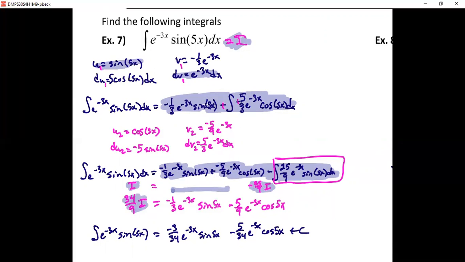And then to go from here, I multiplied both sides by 9/34 to solve for the actual integral that I want. So it's a very special thing that we can do, but sometimes it's essential. And this is what I call an indirect integration: we are not directly integrating, we are eventually solving for an expression that creates its own self in the problem.